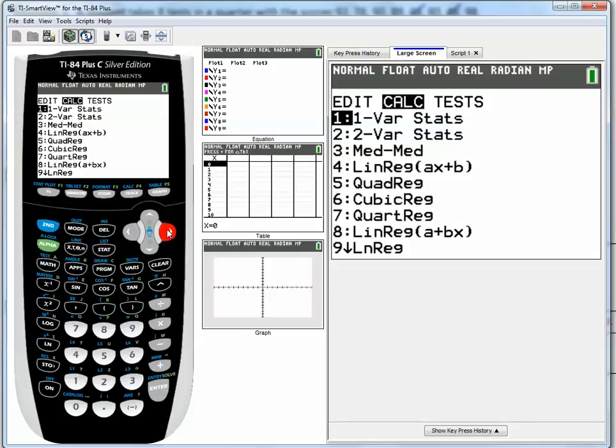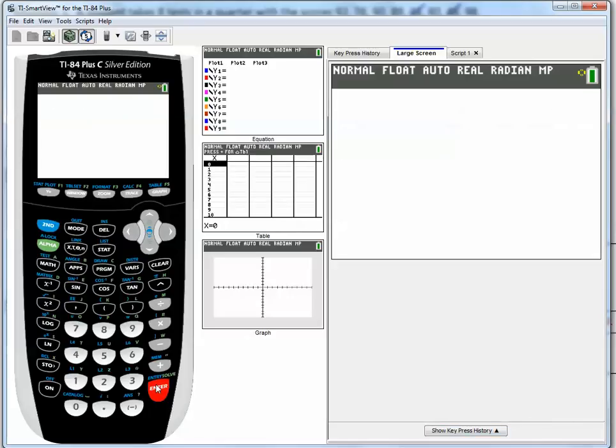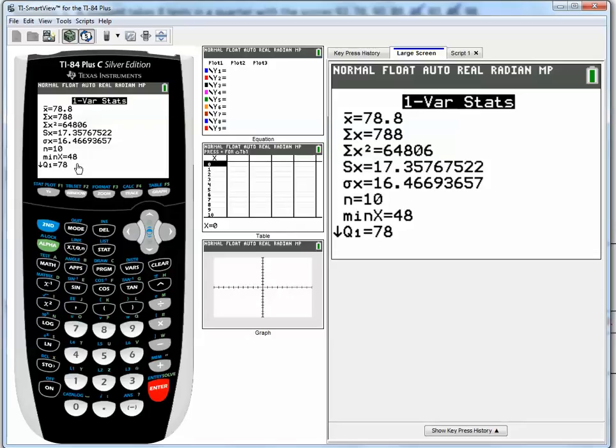I arrow to the right under Calc, and I want the first selection, 1-Var Stats. And on some calculators, I may need to press Enter a couple more times. And there's my information. X with the bar over top, x bar, is the mean. And notice that's the first number given, 78.8.